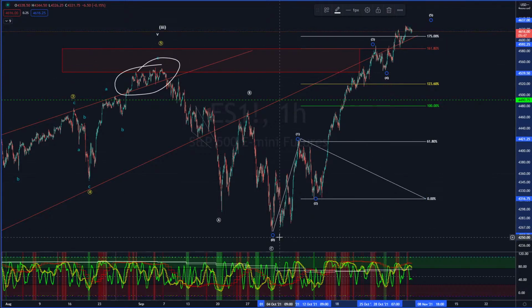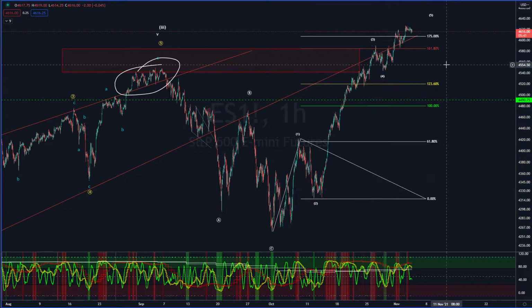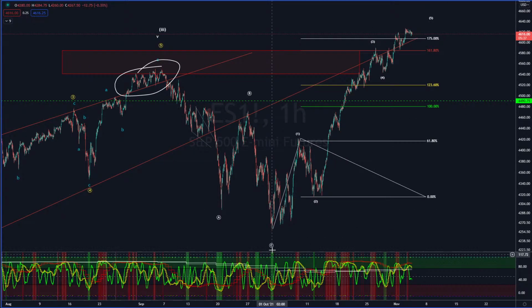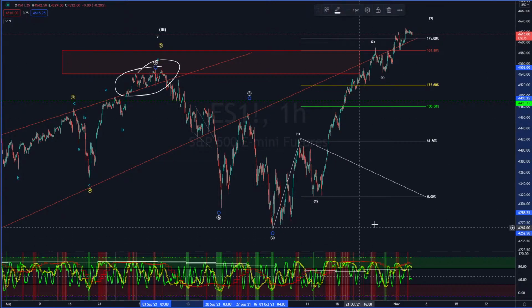And so I'm saying that we've got a nice 1, sharp 2, 3, and then we had a shallow 4, and then we should be going for a wave 5. Now, where's our target for wave 5? Honestly, it's pretty close. Our wave 5 target is nearly here right now.